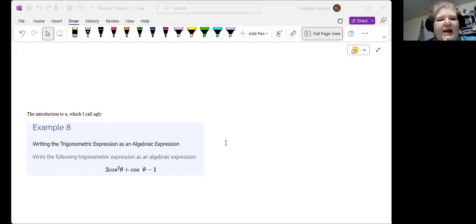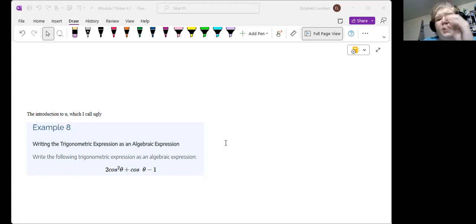Here we are back to section 4.1. So this is where we get introduced to what's called u substitution. I like to say u stands for ugly. So you pick the thing that looks ugly, you call it u, and then you substitute out so you're looking at something in terms of u instead of looking in terms of whatever the ugly was.